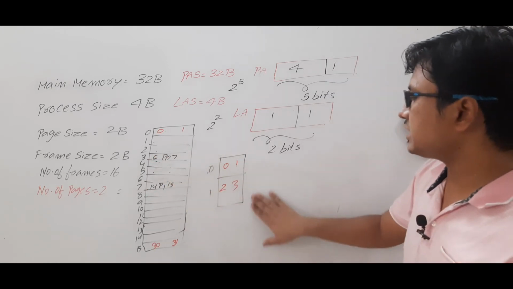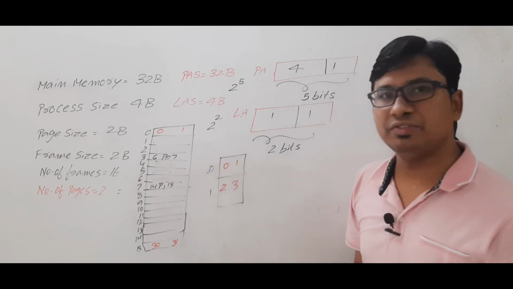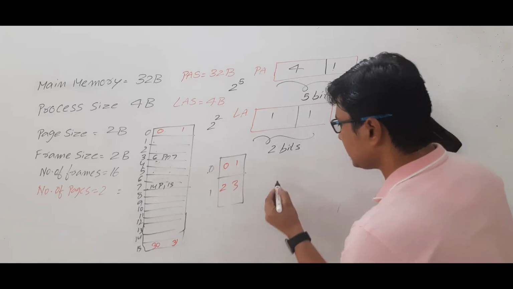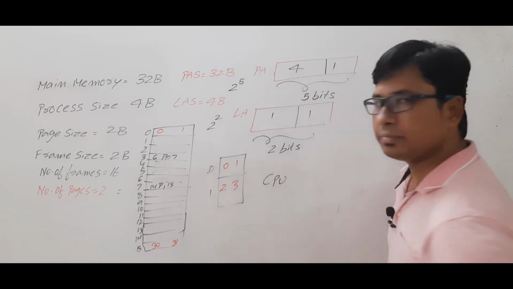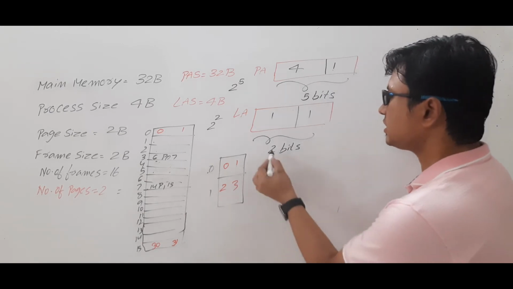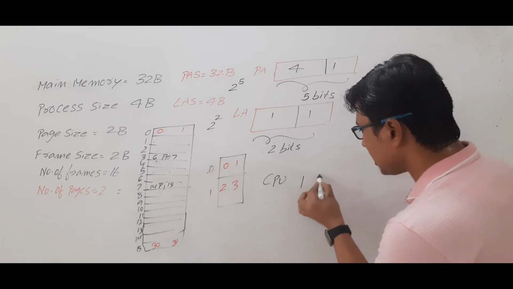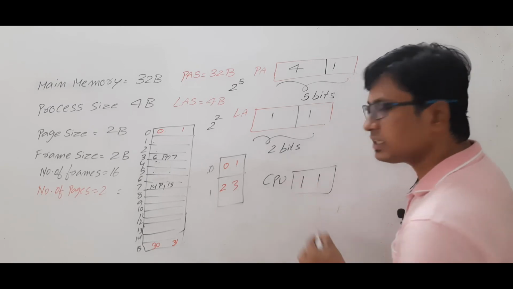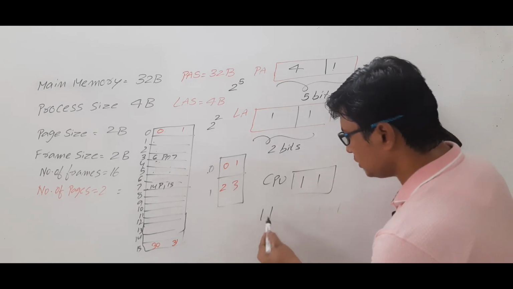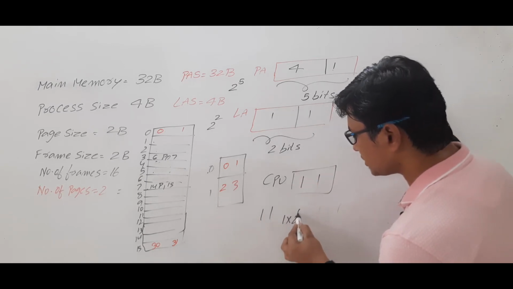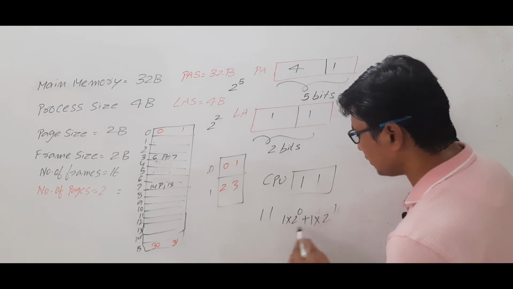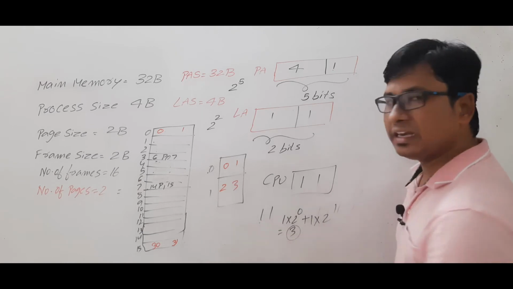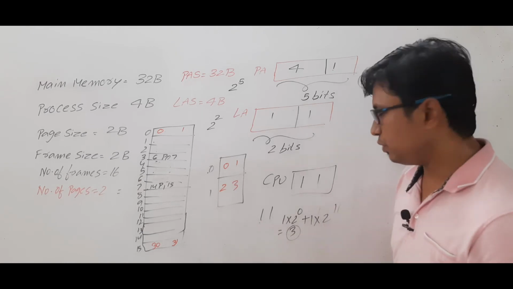Is it clear? Suppose let's take that the CPU is asking for byte number 3. Now the CPU will generate byte number 3. How can you represent it in 2 bits? 1 1. Am I right? So 1 1 is nothing but 3. How did you get 1 1 as 3? You can represent it like this: 1 into 2 power 0 plus 1 into 2 power 1. You will get 3. So the decimal number 3 in binary we can represent as 1 1.